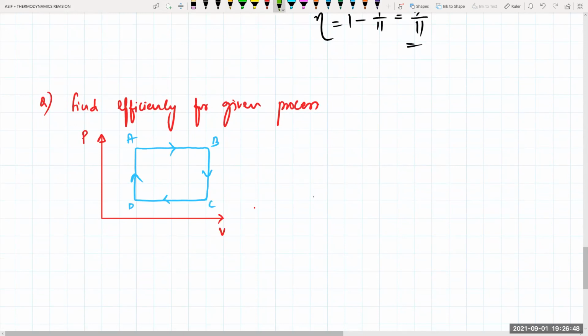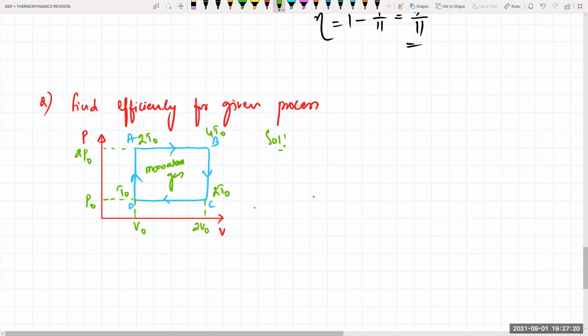I have given you the coordinates for this one. Here the pressure is 2 times P naught, and here it is P naught. Here the volume is V naught, and here it is 2V naught. The temperature here is 4T naught, and the temperature here is 2 times T naught. That extra data is also given. This is temperature T naught, and here it is also T naught. And the gas we are taking is a monoatomic gas.